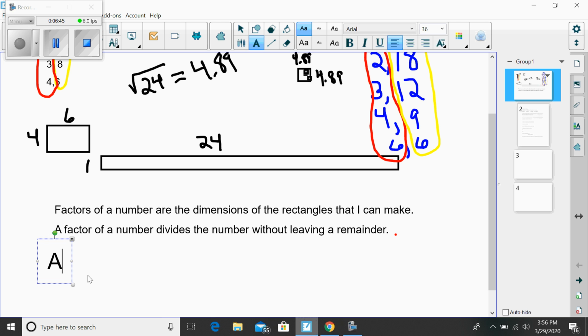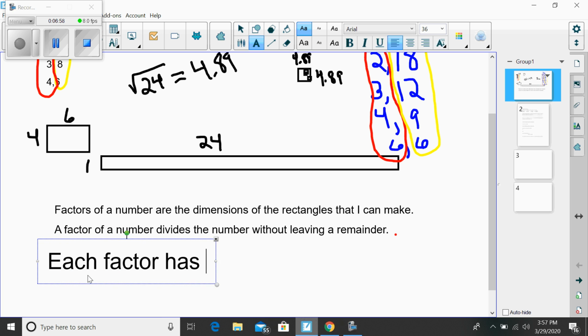But anyway, all factors, or let me say this, each factor has a partner, right? And I know that because factors are dimensions of the rectangles. How could I have a dimension, a length, without also having a width? So when I say each factor has a partner, that's what I'm referring to.